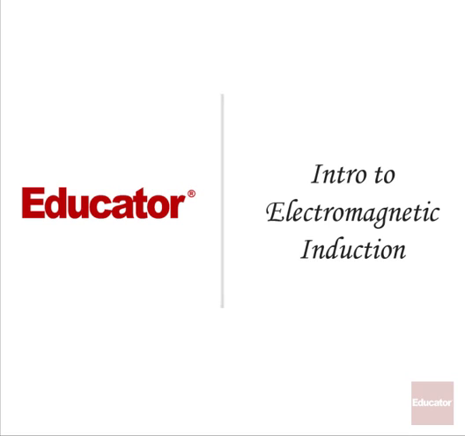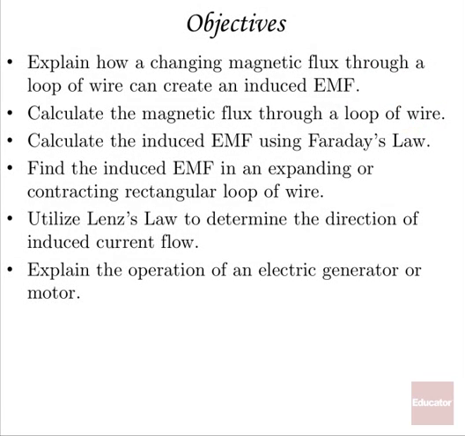This lesson is going to be an introduction to electromagnetic induction. So, our objectives are going to be explaining how a changing magnetic flux through a loop of wire can create an induced electromotive force, or an induced potential difference. Calculate the magnetic flux through a loop of wire, calculate the induced EMF using Faraday's law, find the induced EMF in an expanding or contracting rectangular loop of wire, utilize Lenz's law to determine the direction of the induced current flow, and finally, explain the basic operation of an electric generator or motor, something that we touched on last time.